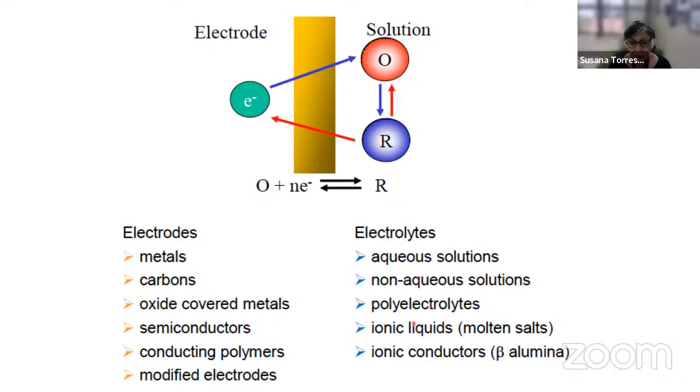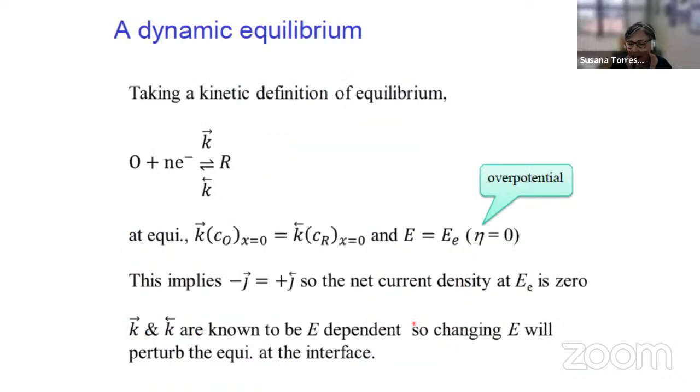Okay, so if you are going to speak about electrochemical kinetics, we have to start with the point of the equilibrium that you were speaking about with Victor. We know that the equilibrium is dynamic, and taking the kinetic definition of equilibrium for this reaction, we can write the reaction with these arrows, and you have a kinetic constant for the forward reaction and a kinetic constant for the back reaction. At equilibrium, obviously, the rate of the forward reaction is equal to the rate of the backward reaction.